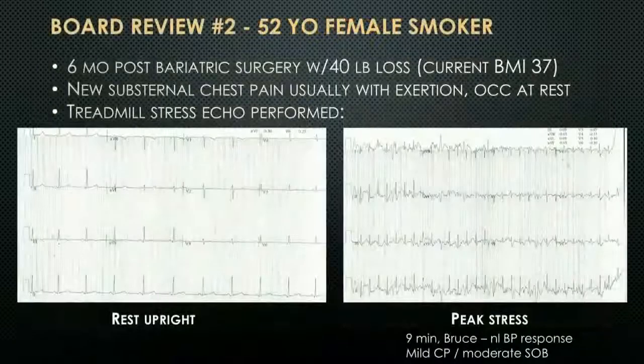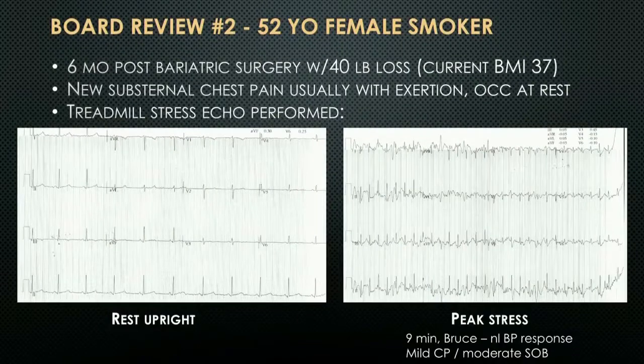Very good, excellent work. Okay, this is a reasonable one. 52-year-old female smoker. She's 6 months post-bariatric surgery with a 40-pound weight loss, but she remains somewhat obese at 37 BMI. She's developed some new substernal chest pain, usually with exertion. Occasionally she feels it at rest, and a stress echo is performed.